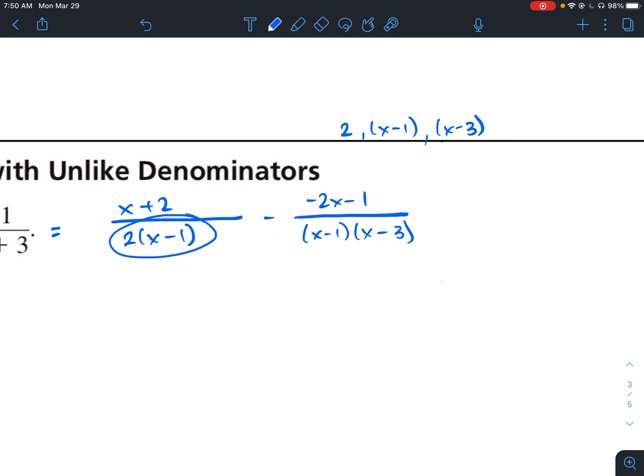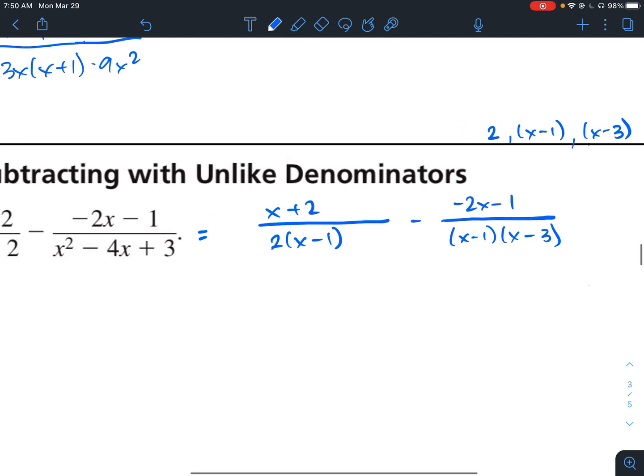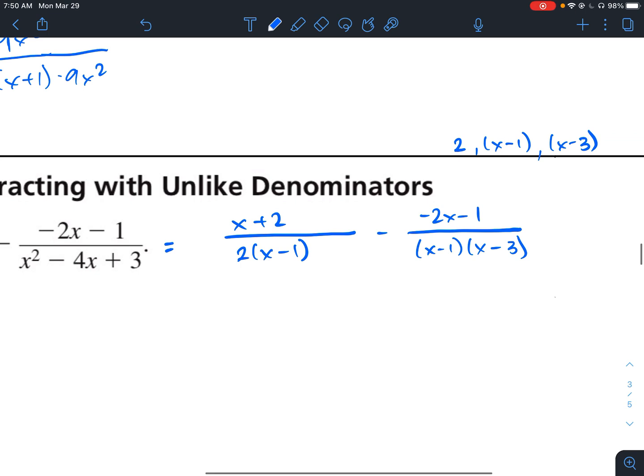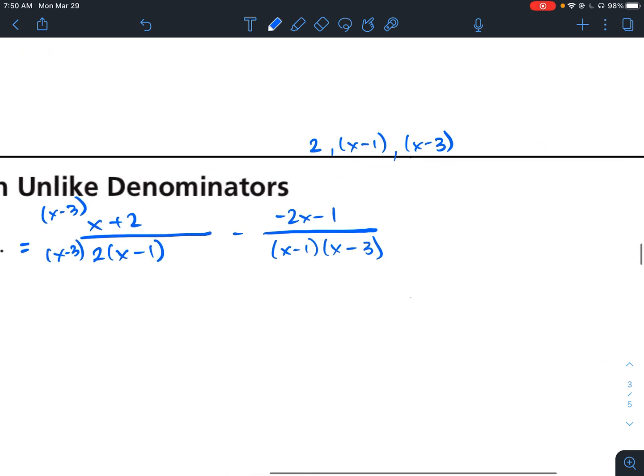So this one right here is missing an x minus 3, and this over here is missing a 2. So I can multiply this left side by the one that is missing. Multiply the top and the bottom by x minus 3. And this over here, I'm going to multiply the top and bottom by 2.